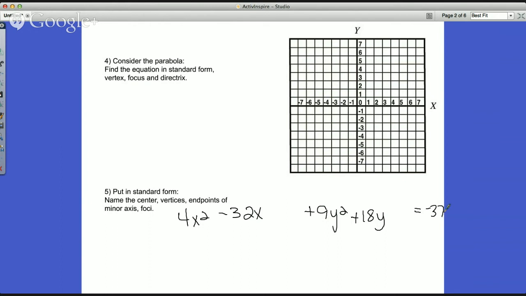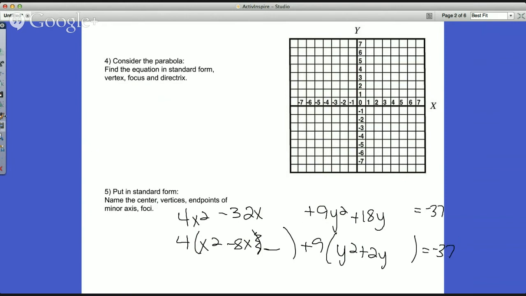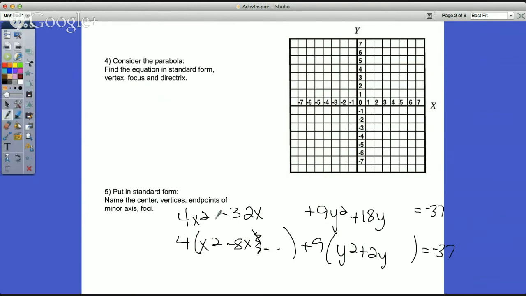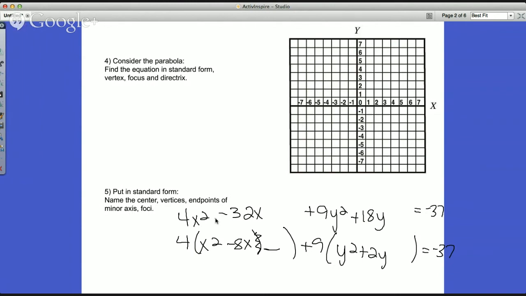Yeah, we'll factor out a 9, right? So we're going to factor on the left and the right to get x squared minus 8x. And really, I should have left the blank here, because we're going to complete the square there eventually. Plus 9 times y squared plus 2y equals negative 37. Okay? All right, so what do we do to complete the square?